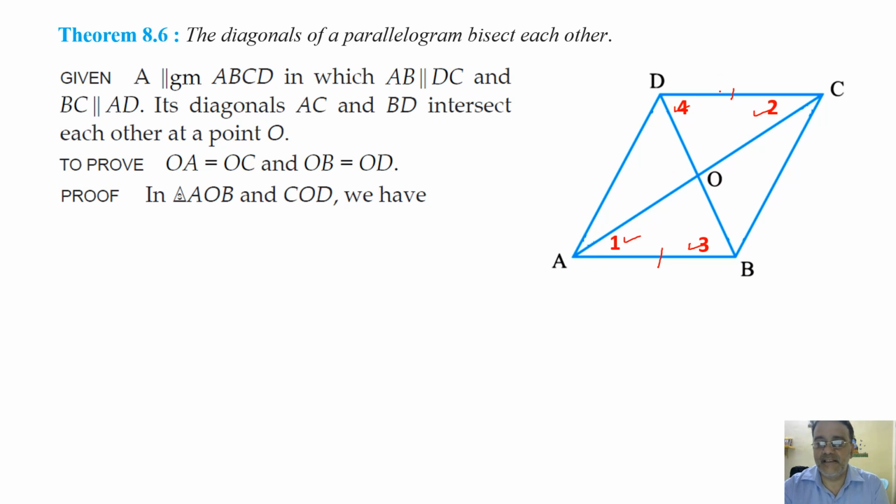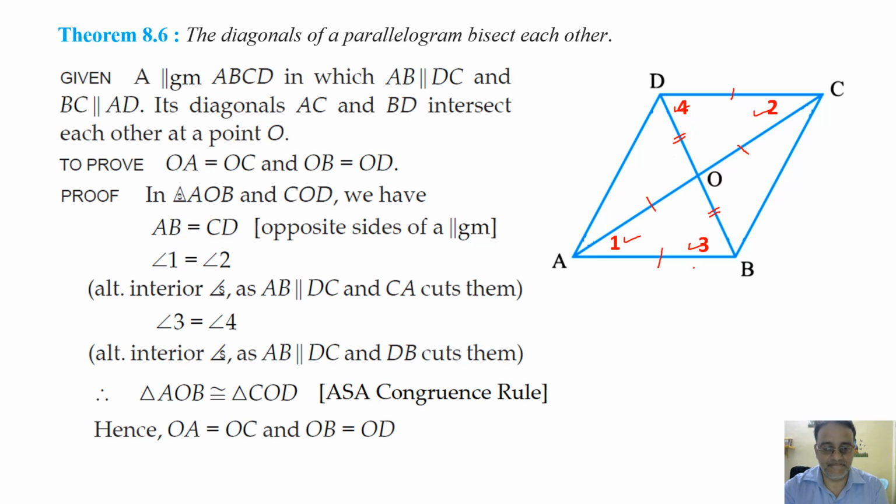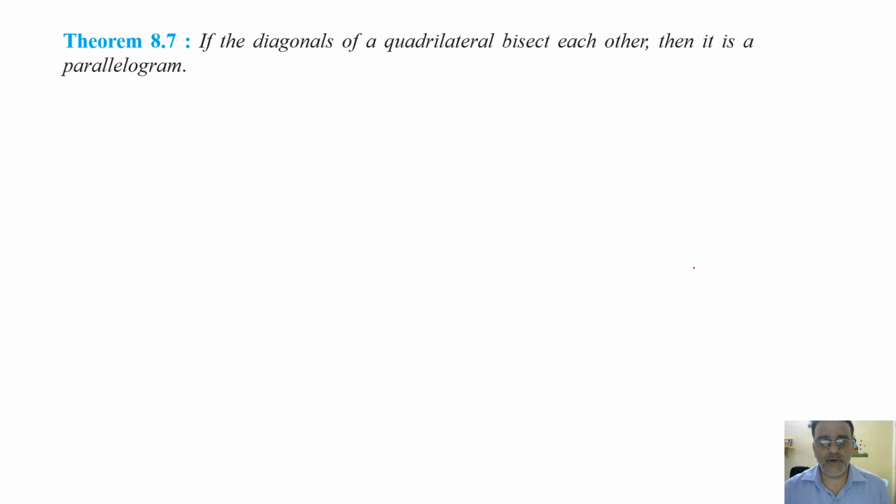So by angle side angle, ASA, these two triangles are congruent. So both are congruent. So OA is equal to OC. Why? CPCT. And OB is equal to OD, same, CPCT. Any doubt here? No, sir. Okay.